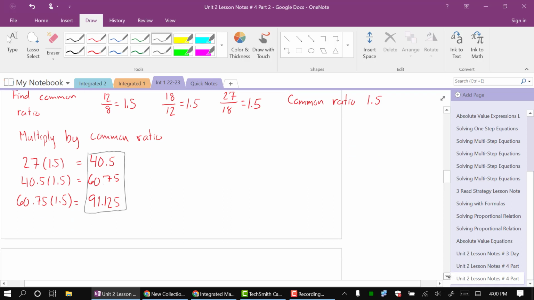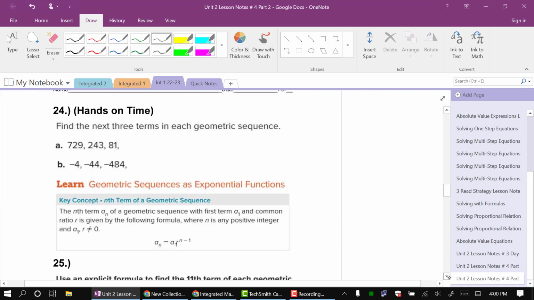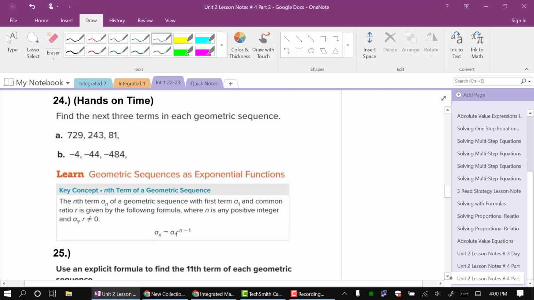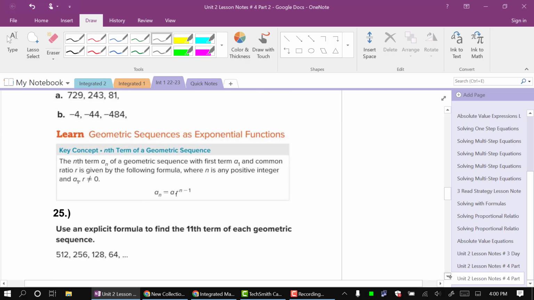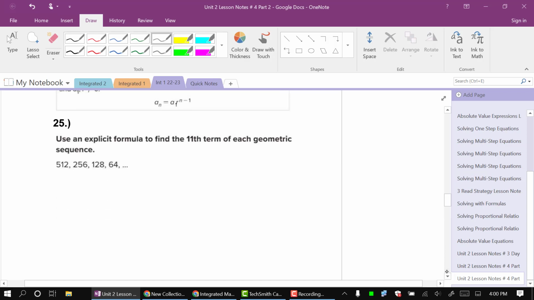So go ahead and pause the video and give number 24 a try, working on A and B. Welcome back. Hopefully you're able to figure out number 24. Let's take a look at number 25. We want to find the 11th term, and we're going to use this formula right here. So we're going to start off with defining what the first term is, and that's 512. Next, we want to find the common ratio.